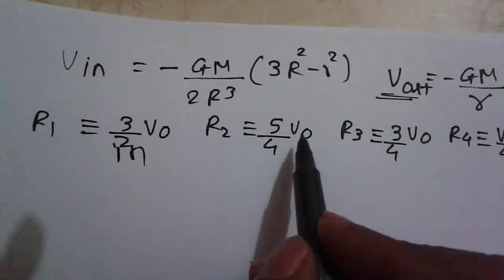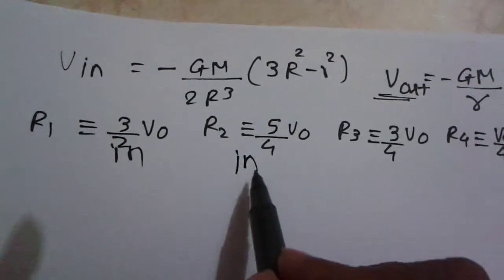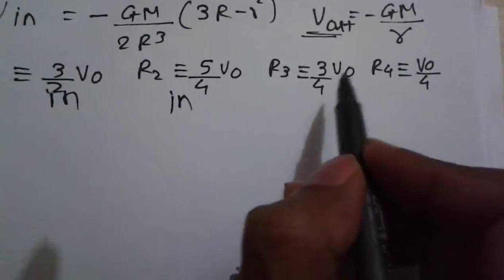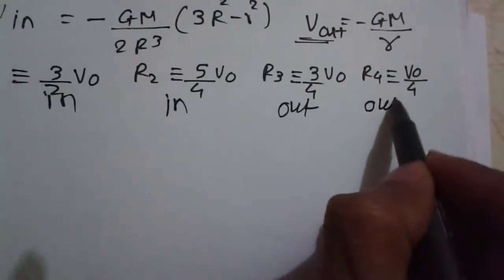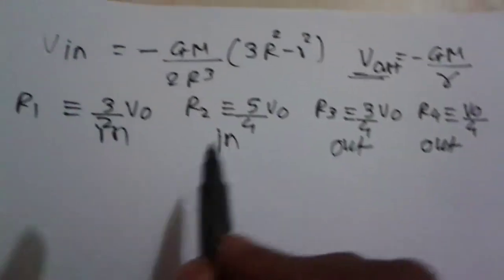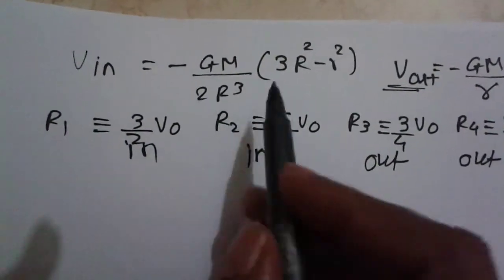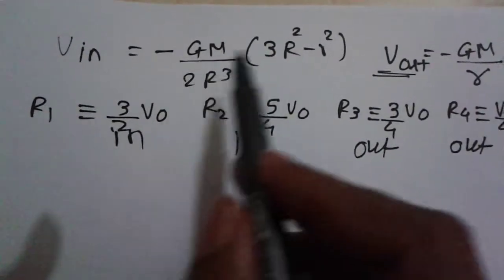This is 5/4 V0, which is again greater than V0, so this point also must be inside. 3/4 V0 is less than V0, so this point is outside. And V0/4 is also outside because it is less than V0. Let us first find the value of R1. Let us apply this formula.